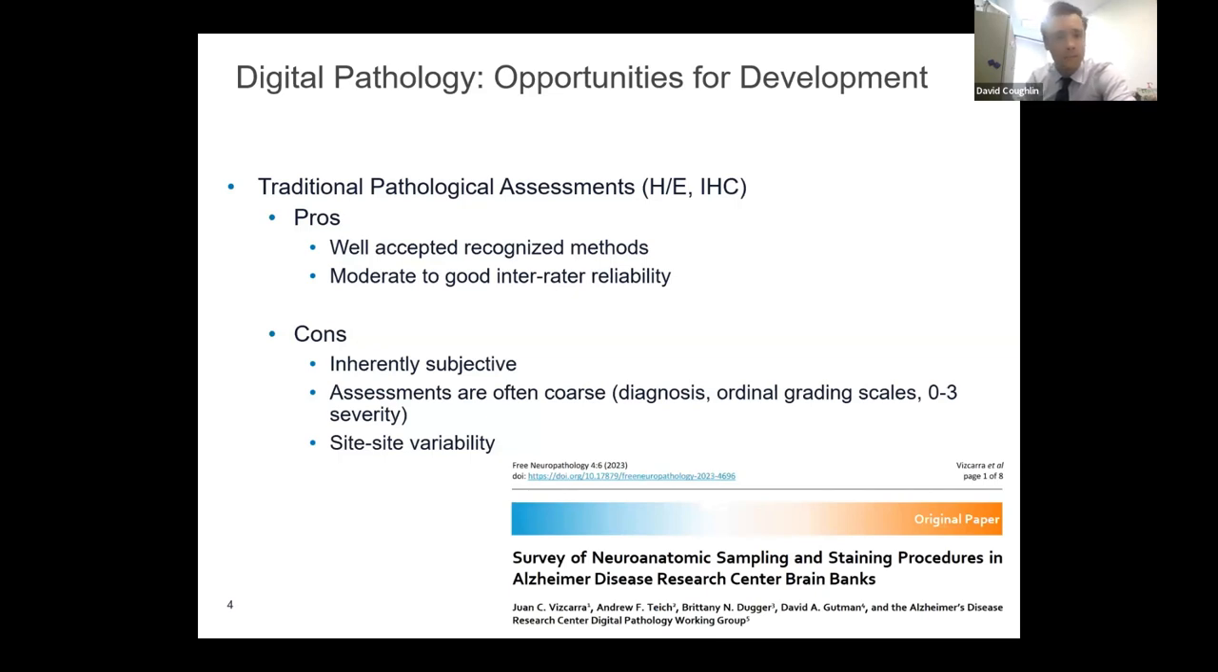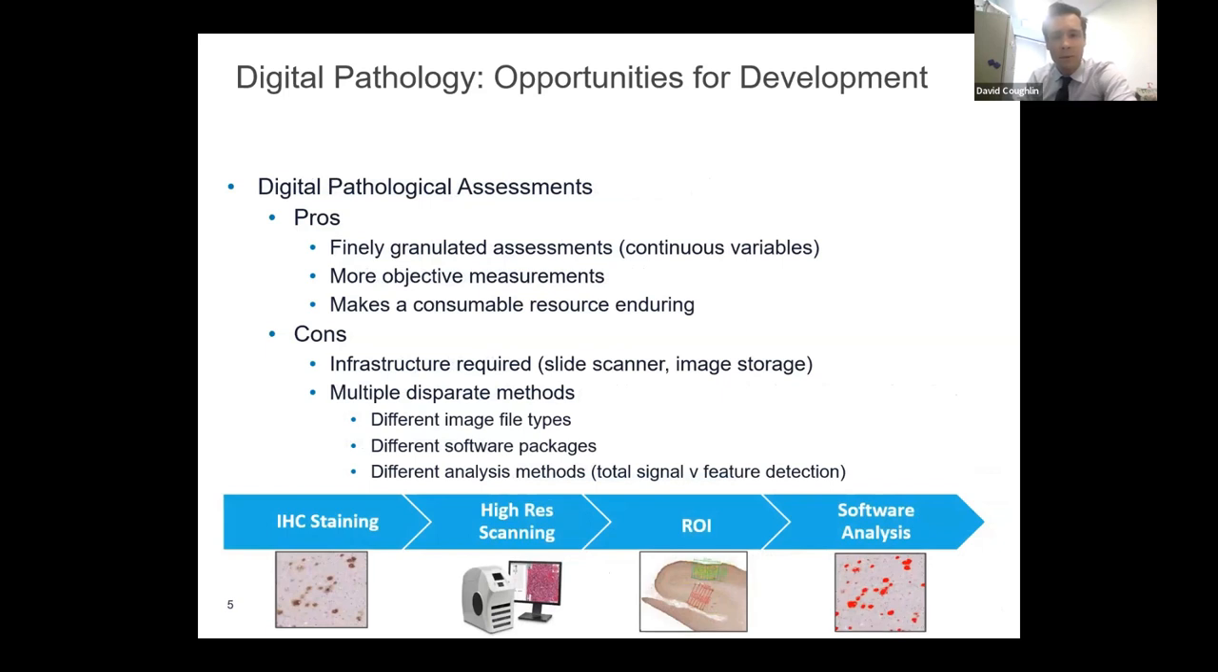Now, digital pathology assessments have some pros as well, and this is the basic workflow at the bottom. You do your immunohistochemical staining, the slide undergoes high-resolution scanning, people select a region of interest to annotate and assess, and then these images undergo some type of quantification using different types of software. This gives you a much more finely granulated assessment of pathologic severity and allows for more objective measurements.